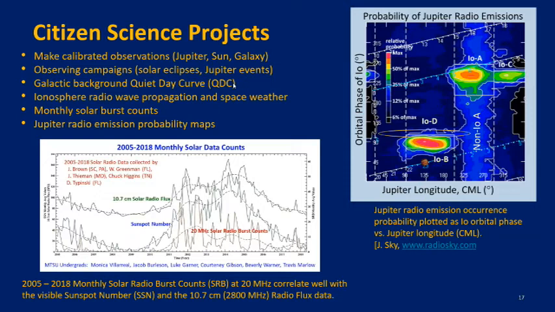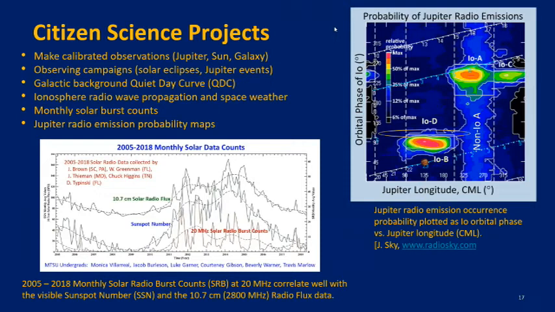So we have these probability maps. So we actually build over many years a probability map. And so one of our citizen scientists is doing that and making some very subtle discoveries, polarization observations that haven't been seen before. So that's kind of exciting.